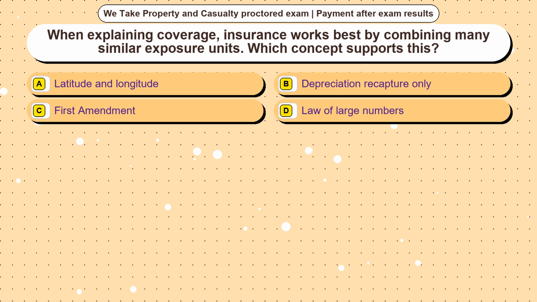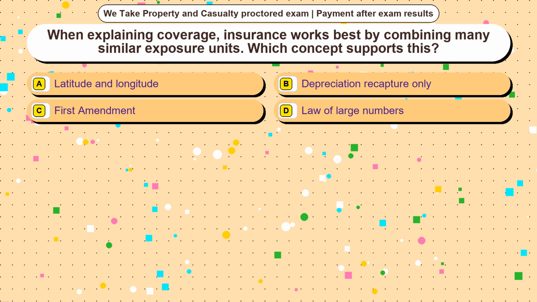Question 7. When explaining coverage, insurance works best by combining many similar exposure units. Which concept supports this? Option A, latitude and longitude. Option B, depreciation recapture only. Option C, First Amendment. Option D, the law of large numbers. The correct answer is option.